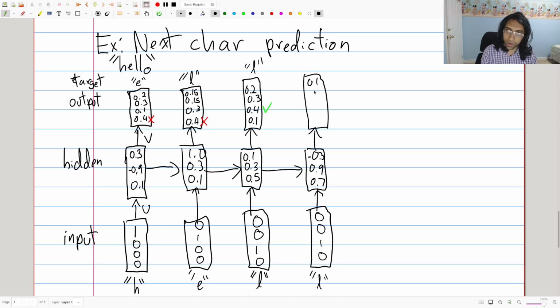Maybe 0.1, 0.3. Again, these are kind of arbitrary numbers. There's nothing too special about this. I'm just trying to illustrate how it might look. And our target is O. And in fact, yeah, it gave that.